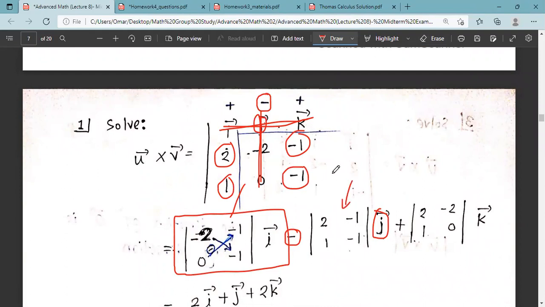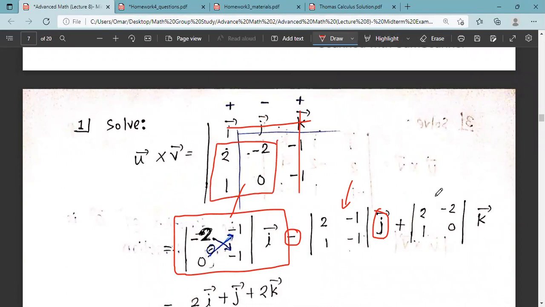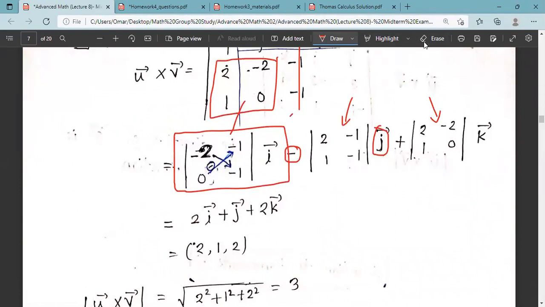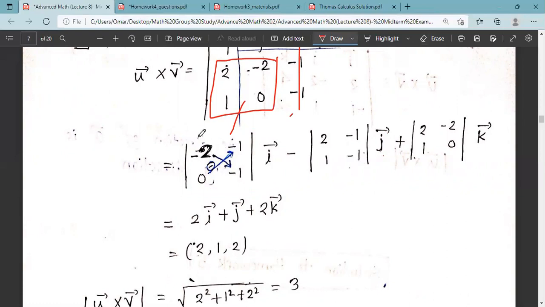And for k, we do the same thing. We cancel out the k row and k column, and we end up with 2 minus 2 and 1 0. If I calculate the next line, minus 2 multiply minus 1 is going to be 2, and then minus 1 multiply 0 is going to be 0. So 2 minus 0, that is 2, and then minus this minus here.